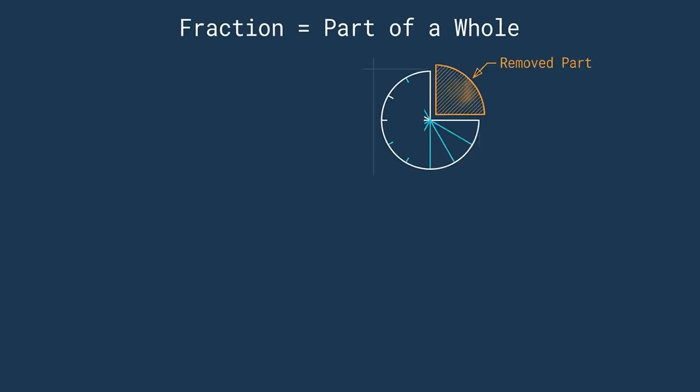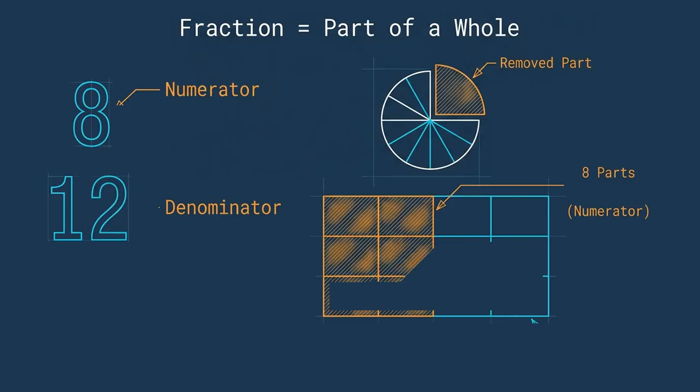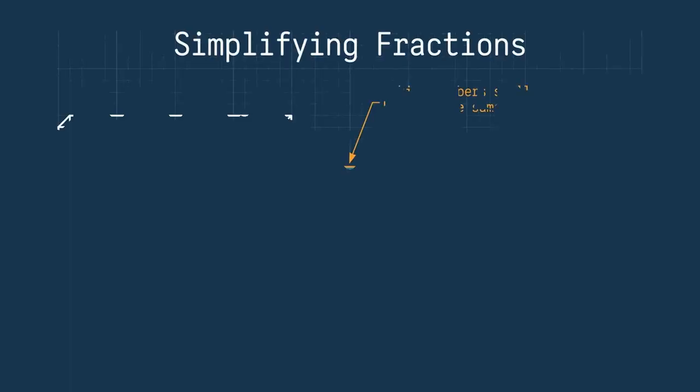A fraction shows part of a whole. In the fraction 8/12, the top number, 8, is the numerator. The bottom number, 12, is the denominator. The numerator tells how many parts you have, and the denominator tells how many equal parts there are total.